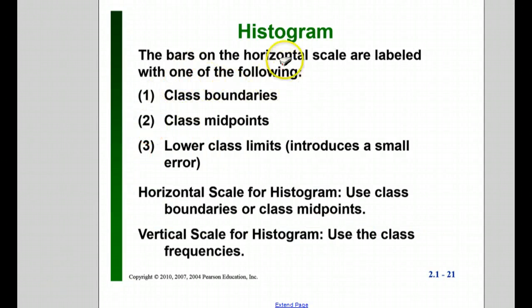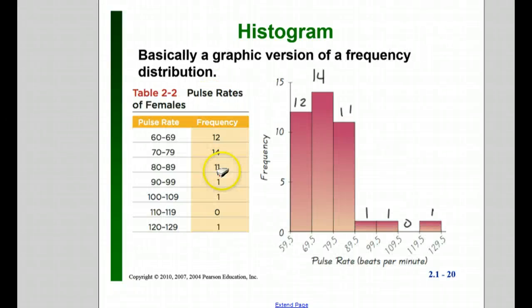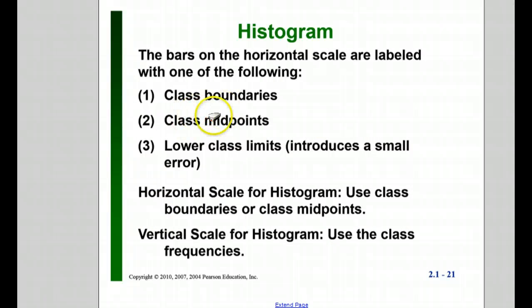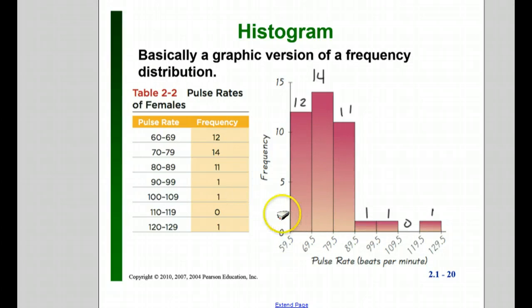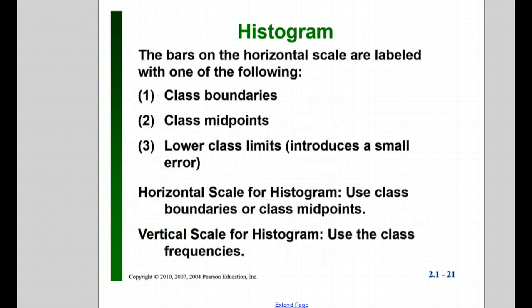And then the labels that we use, typically we use class boundaries. This one used class boundaries, the 59.5 to 69.5, that's the class boundaries that we talked about last time. We can use class midpoints, so right here, instead of 59.5, 69.5, I could have used 64.5, like we computed on the last video. Lower class limits introduce a small error. We don't typically see that. Usually we see one of these two things.